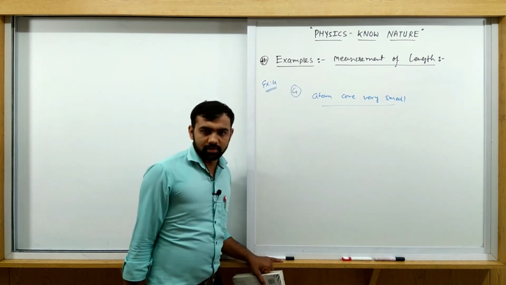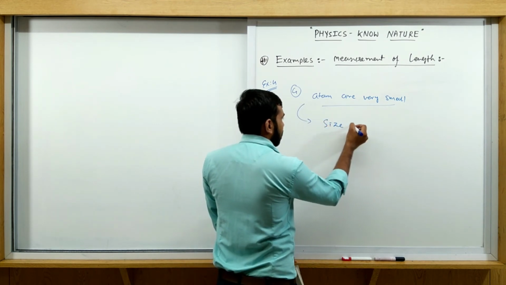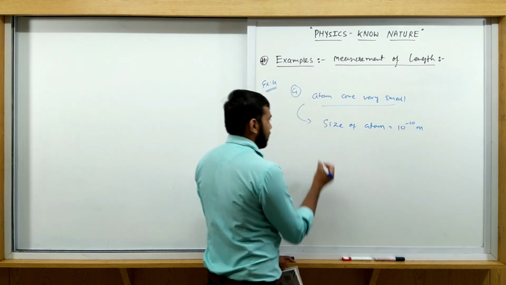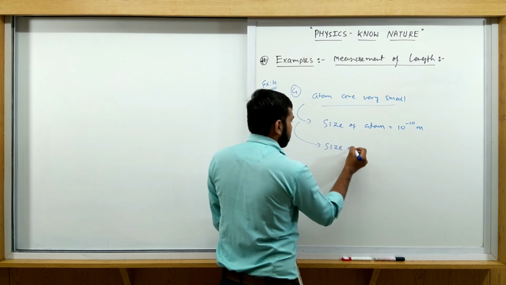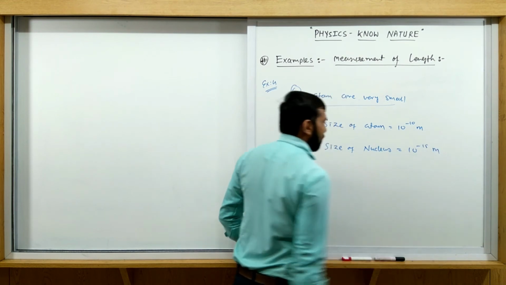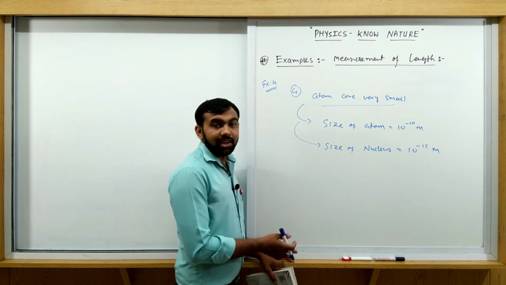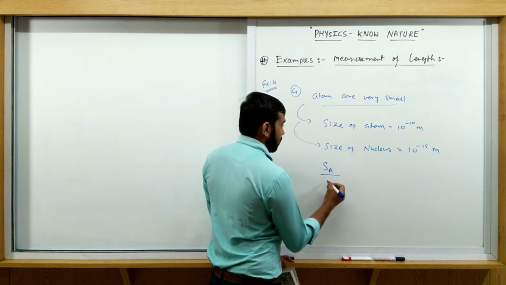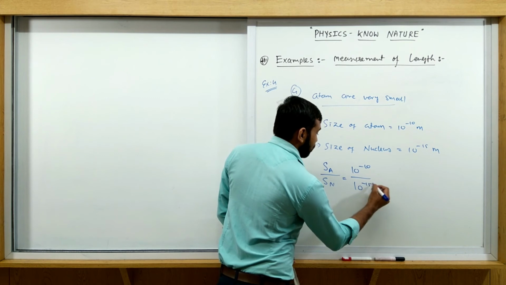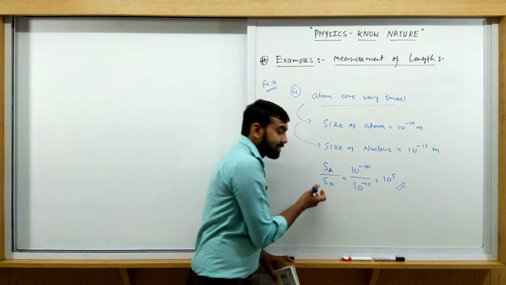But if you compare with the nucleus, then what is the size of an atom? I'm just giving one example. The size of an atom is equal to 10 raised to minus 10 meter. The size of the nucleus is approximately 10 raised to minus 15 meter. If you take the ratio, size of atom upon size of nucleus is equal to 10 raised to minus 10 upon 10 raised to minus 15, which is equal to 10 raised to 5. It means the size of an atom is 10 raised to 5 times the size of the nucleus.